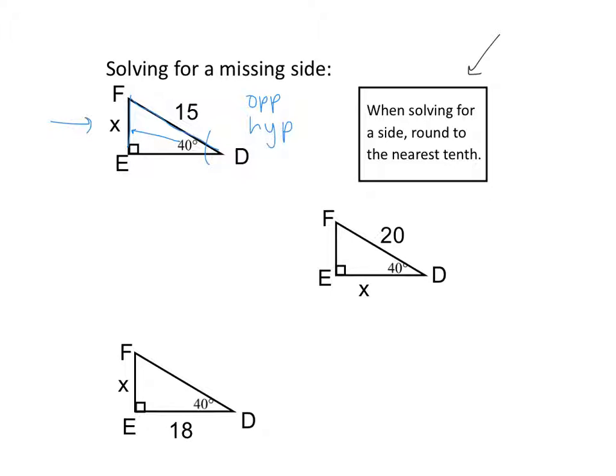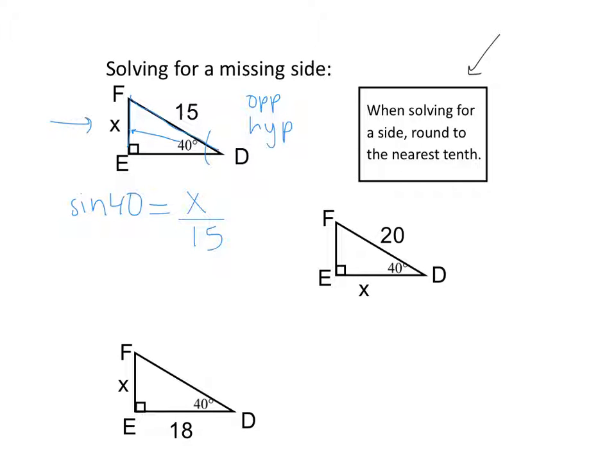Sine, you got it. So I will say here, sine of the angle, which is 40 degrees, sine of angle 40, is equal to opposite, which is x, over hypotenuse, which is 15. So sine of 40 is equal to opposite over hypotenuse, which again is x over 15. So now we need to solve for x.